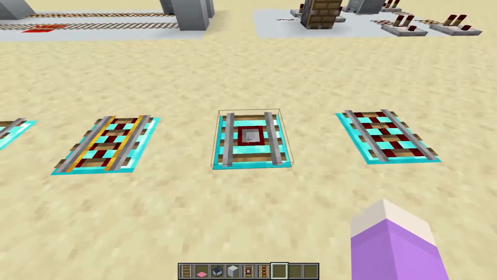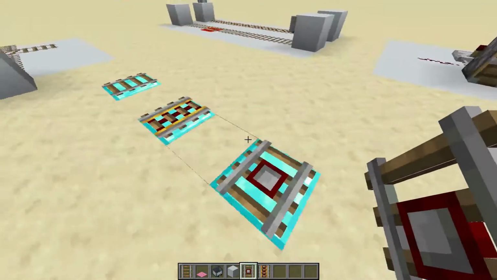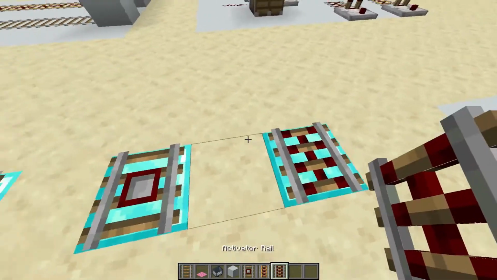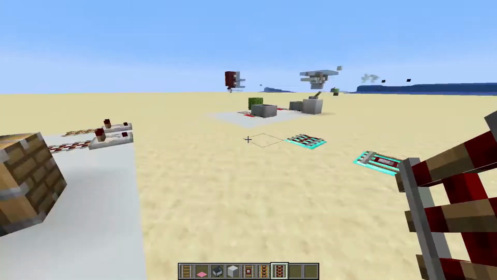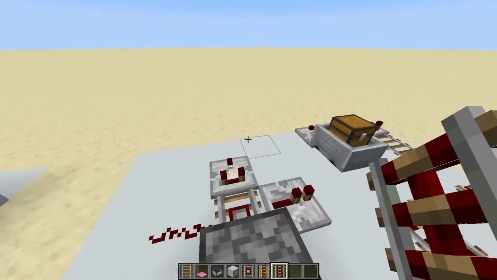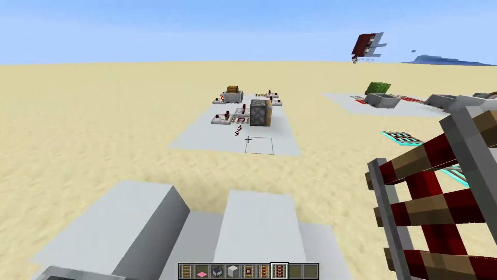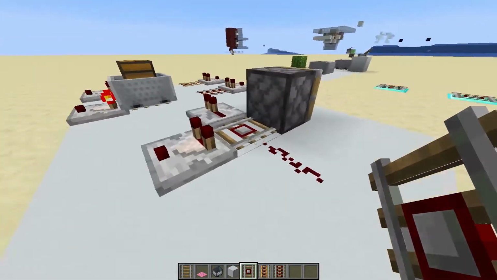Now let's look at the detector rail. And from this point on, the detector rail and the activator rail are actually very rare to see in a rail system. So this might be more interesting than those rails that you see every time. So now let's look at the detector rail.